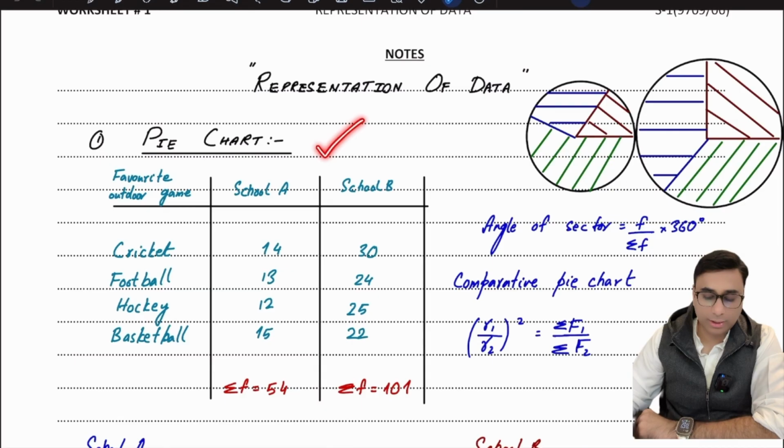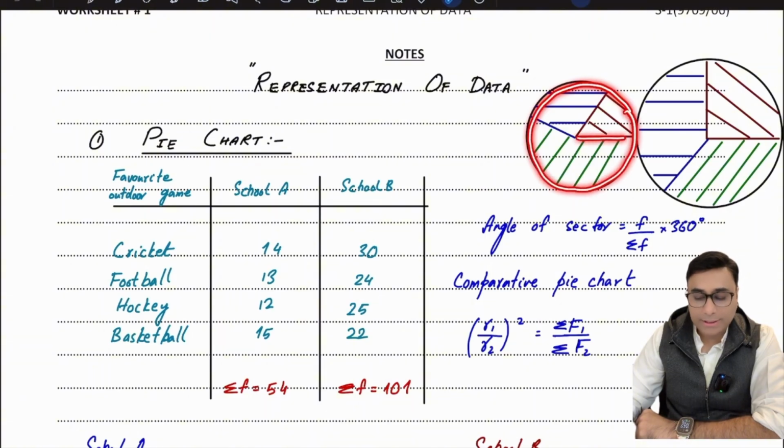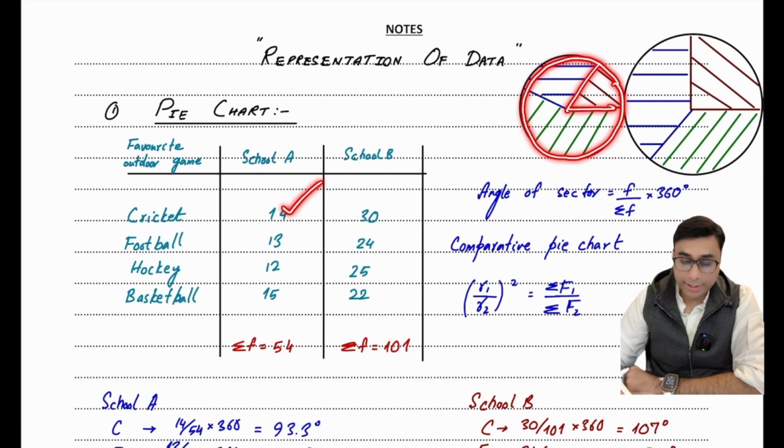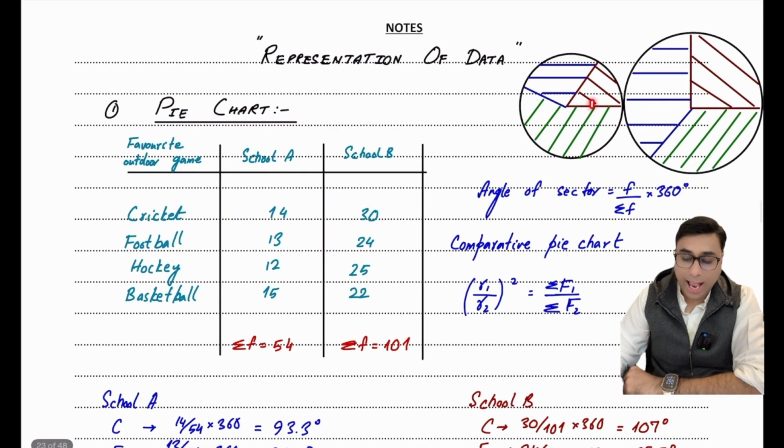In a pie chart, if you are given a set of frequencies for each group of data, then you represent it on a circular diagram, and each sector of that particular circle represents each particular category. So what you actually do is find the angle of each sector by individual frequency over sum of frequencies into 360 degrees. 360 degrees because the total angle of a circle is 360.